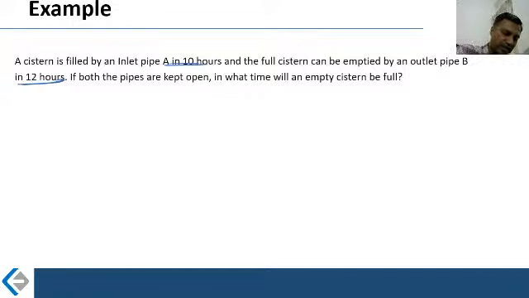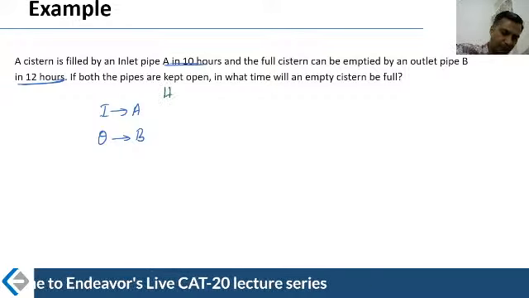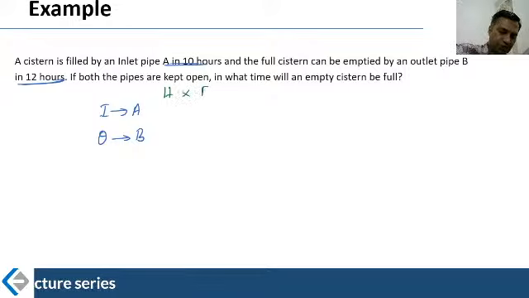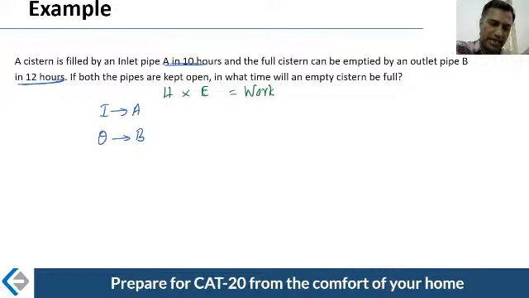Therefore, there is an inlet pipe A. What is the outlet pipe? B. B does what? Negative work. Okay, let me write it completely here: the time duration in hours, the efficiency, what it is trying to do, and the work. The work is nothing but the capacity of the tank in this case.